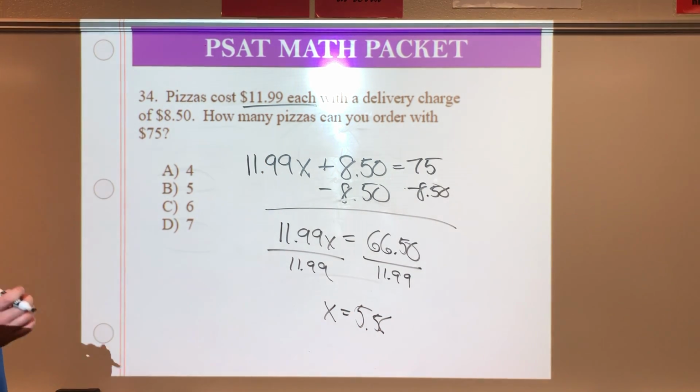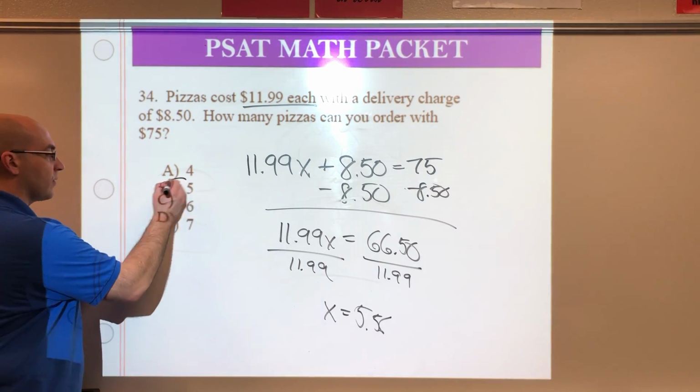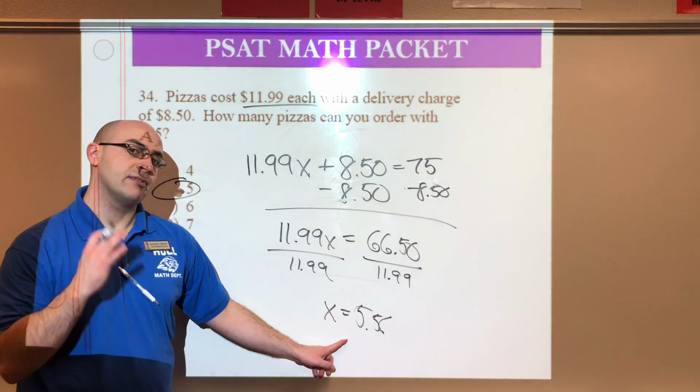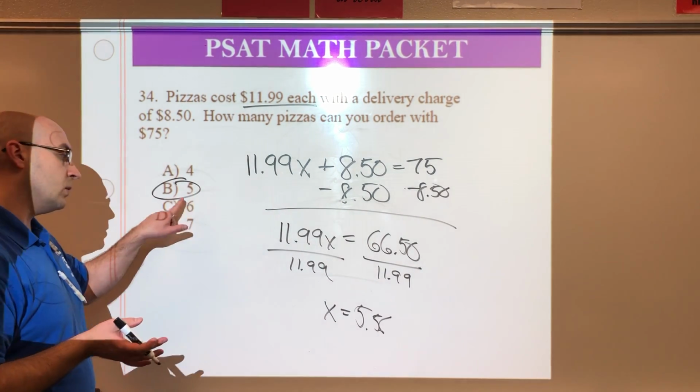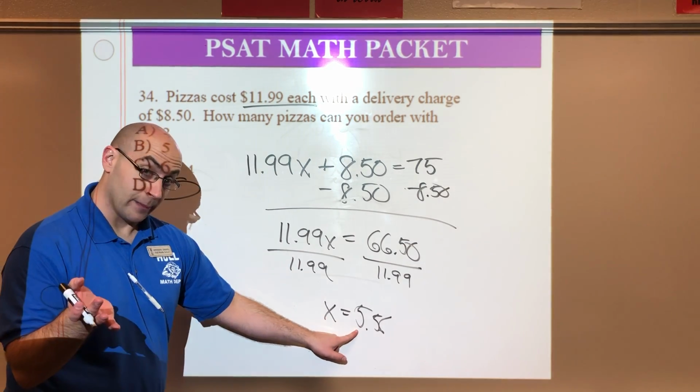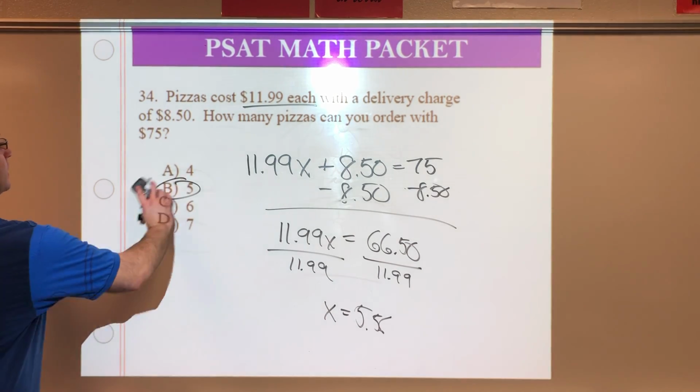But how many whole pizzas can I order? I can only order 5. I cannot order 6. I don't have enough money for 6 whole pizzas. So it's only going to be 5 because it's a whole number. Okay? So my answer there is B.